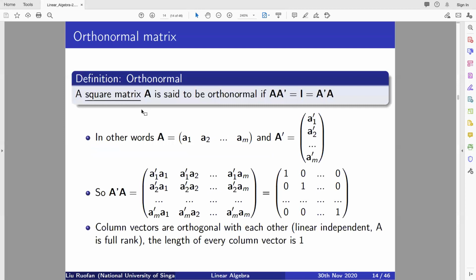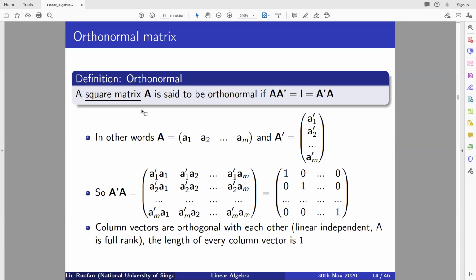In spectral decomposition or in singular value decomposition, there is one important concept. It's called orthonormal matrix. A square matrix A is said to be orthonormal if AA transpose equals A transpose A equals identity. In other words, the transpose of A is the inverse of A.